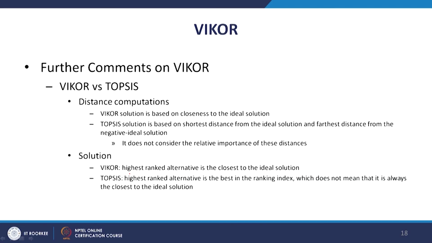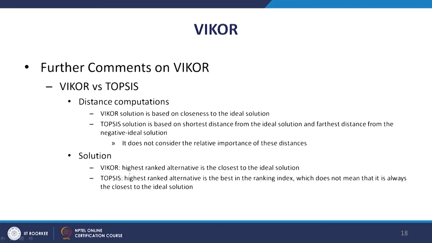If we look at the distance computation, as we talked about, the LP metric, the way it is formulated, is like a representation of distance between the alternative and the ideal solution, right. So, let us discuss how distance is computed in these two techniques. The VIKOR solution is based on closeness to the ideal solution. However, TOPSIS is based on the shortest distance from the ideal solution and the farthest distance from the negative ideal solution. Therefore, two distances are incorporated in TOPSIS, whereas we only focus on one type of distance in VIKOR.